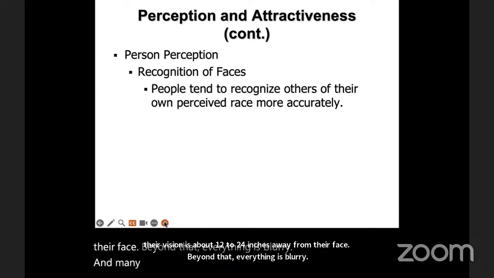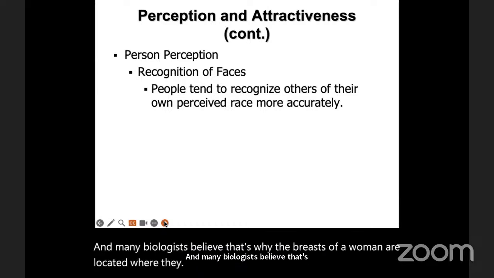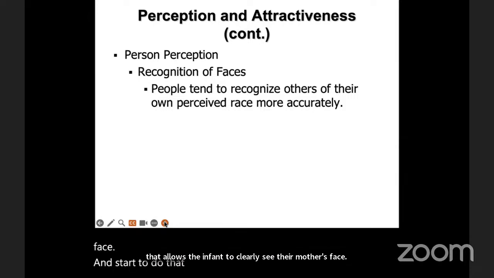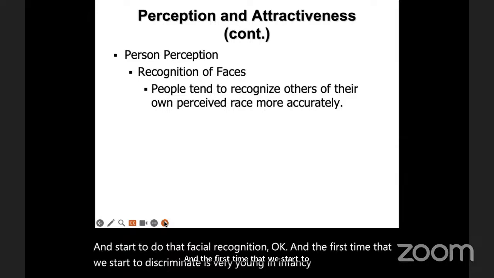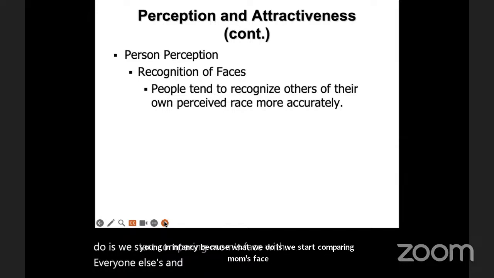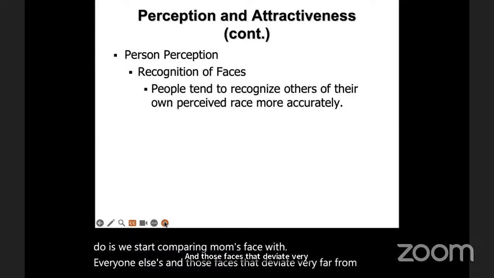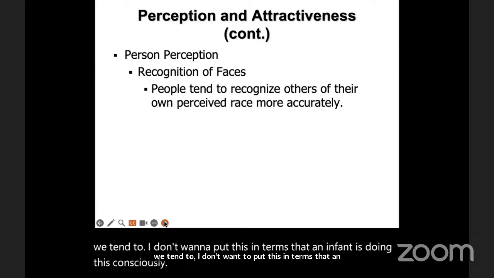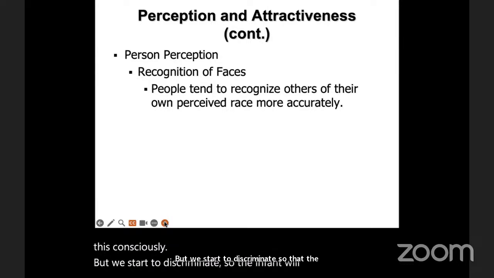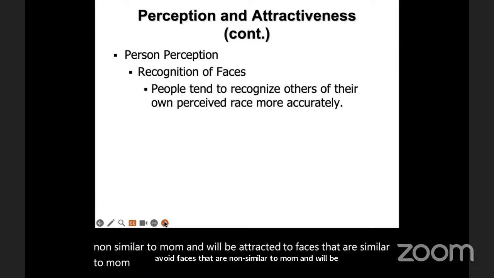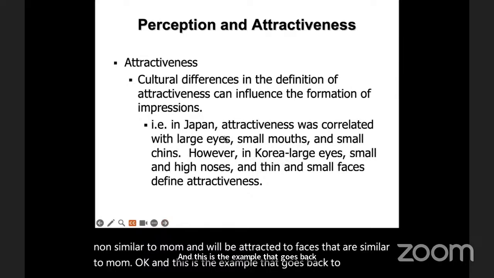Many biologists believe that's why the breasts of a woman are located where they are, because that allows the infant to clearly see their mother's face and start to do that facial recognition. The first time that we start to discriminate is very young in infancy, because we start comparing mom's face with everyone else's. Those faces that deviate very far from mom, I don't want to put this in terms that an infant is doing this consciously, but we start to discriminate. So the infant will avoid faces that are non-similar to mom and will be attracted to faces that are similar to mom.